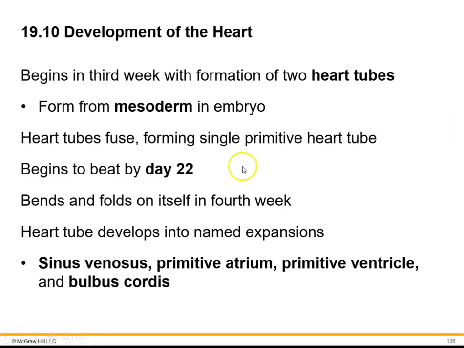Now, this primitive heart begins to beat by the 22nd day. In the 4th week, it bends and folds back on itself, and it develops different expansions. So there's the sinus venosus, the primitive atrium, the primitive ventricle, and the bulbus cordis.